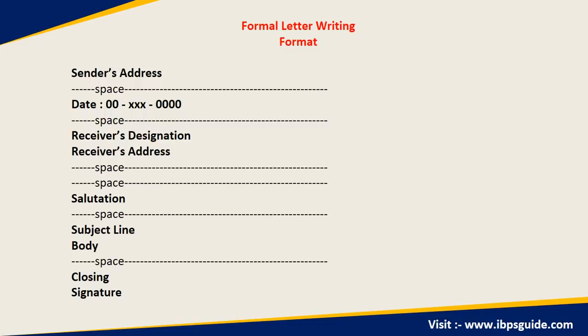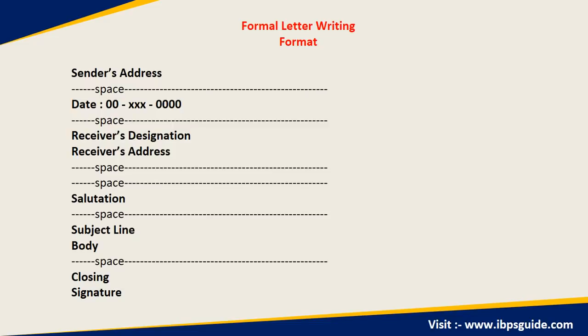All right, now receiver's designation. Say you're writing a letter to the bank manager of IOB. Okay, so you will write the manager. Next line, you will write Indian Overseas Bank. Next line, you will write the address of the bank. Okay, so that's what is supposed to be in the receiver's section.